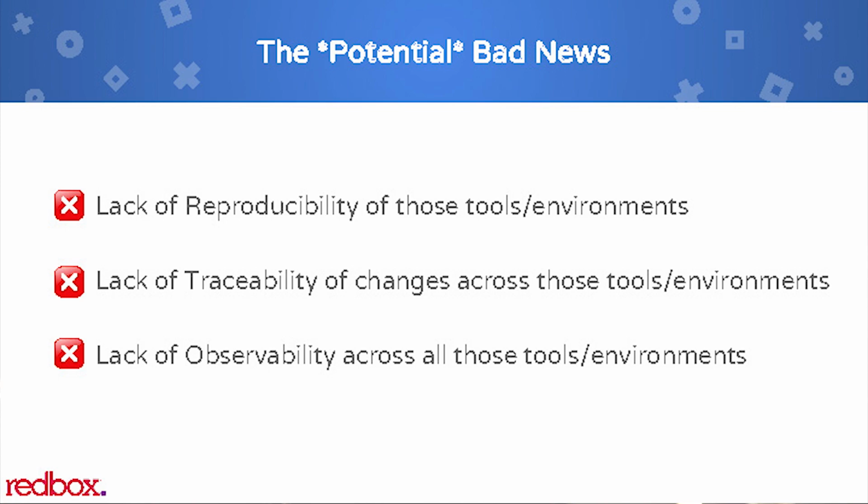How do you trace a change from source all the way to release? Basically the who, what, where, when, why, right? How did this change happen? Also, there's the lack of observability across all those environments. How are your systems running? Are they working? Are they in a desired state? Are they in an impacted state? Are things working optimally, right? And that's all the things that we're going to be addressing in this topic today.